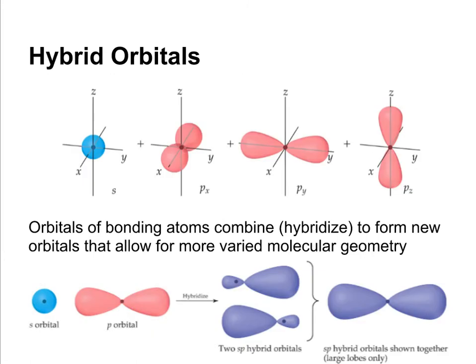It's hard to picture the various molecular geometries that we've seen coming from just s orbitals or just p orbitals, just d orbitals or just f orbitals. So what happens is orbitals of bonding atoms combine or hybridize to form new orbitals that allow for more varied molecular geometry. So instead of just being an s orbital or a p orbital, these two can combine with each other to make sp hybrid orbitals. Just like a lion and a tiger, they can have a hybrid offspring called a liger. We can have different orbitals combining to make sp or spd orbitals.